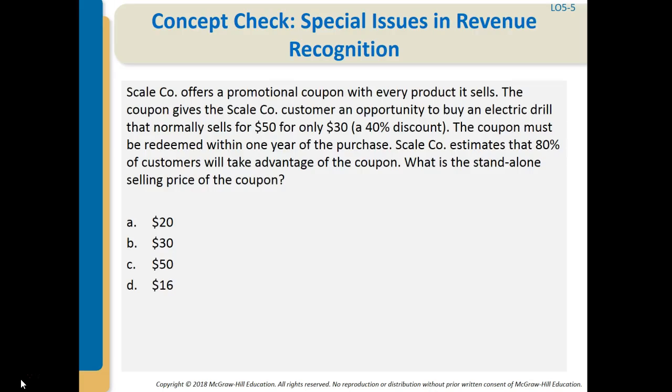Let's take a look here at a question. Scale Company offers a promotional coupon with every product it sells. The coupon gives the Scale Company customer an opportunity to buy an electric drill that normally sells for $50 for only $30, a 40% discount. The coupon must be redeemed within 1 year of the purchase. Scale Company estimates that 80% of customers are going to take advantage of the coupon. What is the standalone selling price of the coupon?